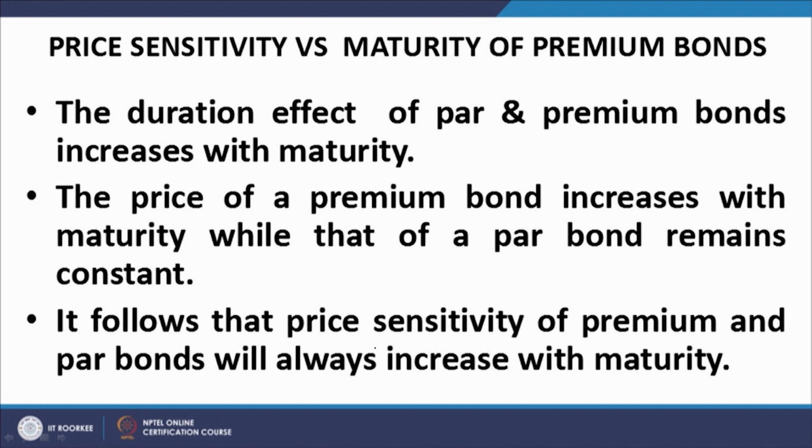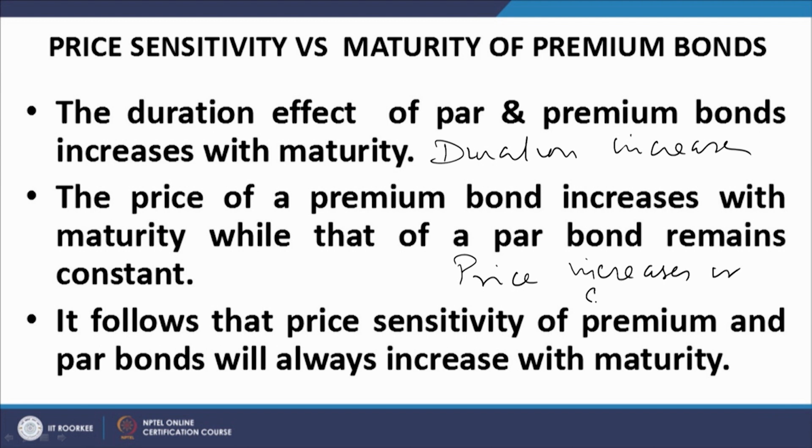In the case of a par bond, price remains unchanged with respect to maturity. The duration effect increases. So, duration increases, and the price either increases or is constant. It increases for premium bonds and is constant for par bonds. Therefore, when you have the combined effect of these two, what will happen? The combination of these two will increase.